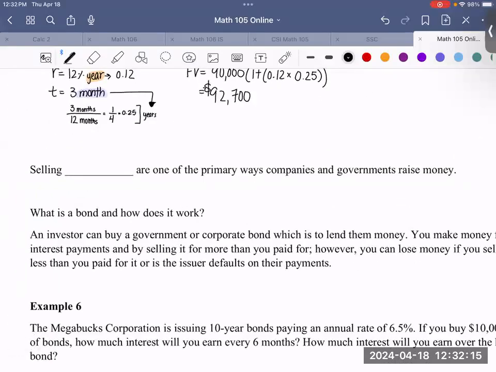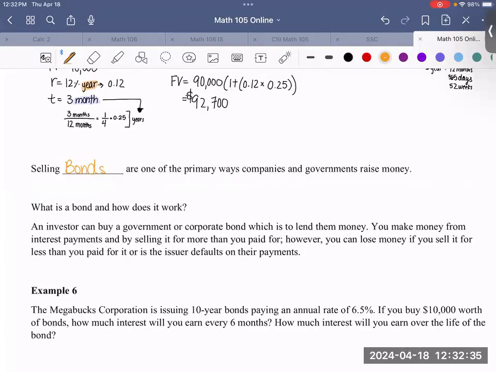Now, selling bonds are one of the primary ways companies and governments may raise money. Okay, the bonds work. What is a bond and how does it work? It says an investor can buy a government or corporate bond, which is to lend them money. You make money from the interest payments and by selling it for more than you paid for. However, you can also lose money if you sell it for less than you paid for, or if the issuer defaults on your payment. So at times you can either make money or lose money.